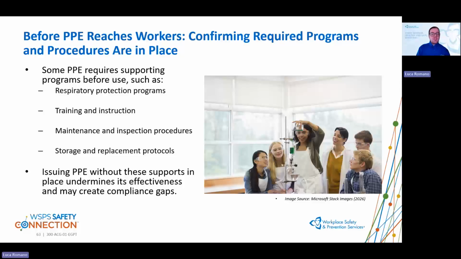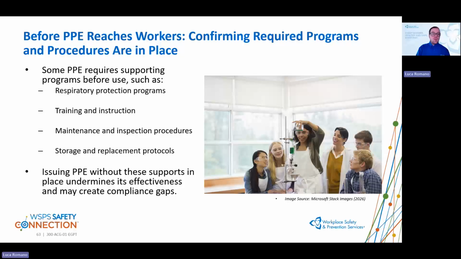And we want to make sure that they also understand how to maintain and inspect the equipment itself too. Storage and replacement protocols are also a very important thing. And in places I've worked, this can sometimes be an overlooked aspect that is very important, especially when you have workplaces that work 24/7 shifts or off-hour shifts or what have you. People need to know where they can get replacements and the process for that.